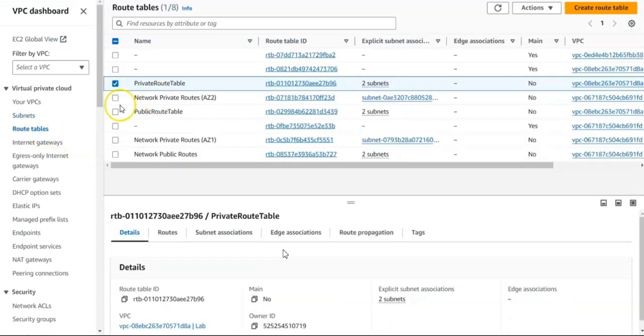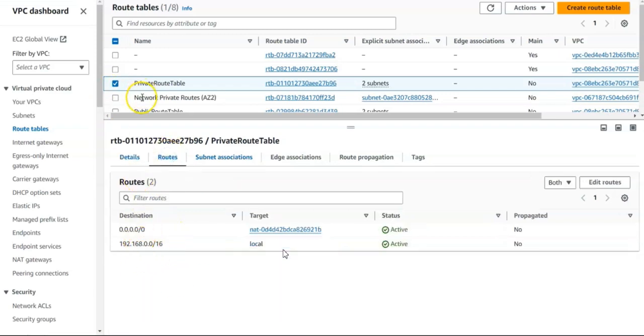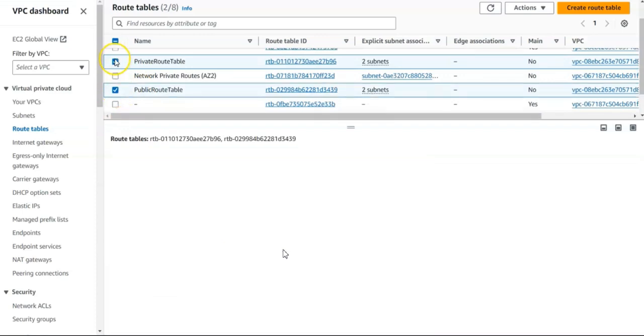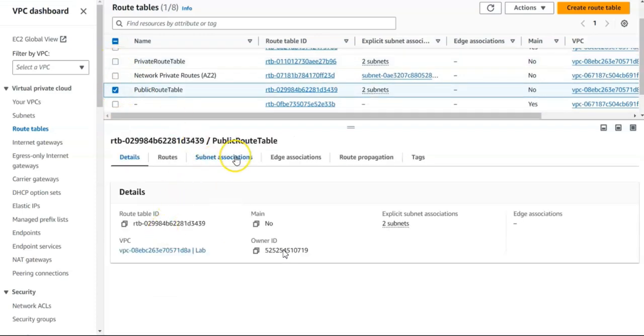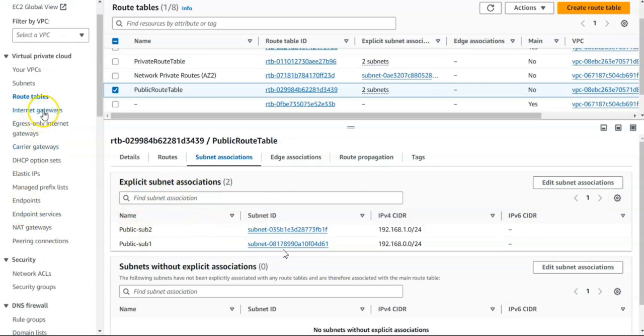Let's move to the route tables. Then I just associated the subnets to the different route tables, two private subnets to the private one and the two public to the other one. And I also connected them to the respective gateways. Yeah, so you can see the public subnet, it's connected.